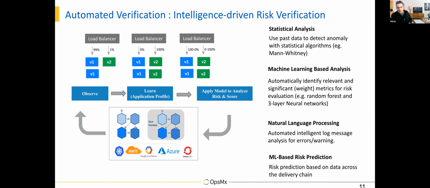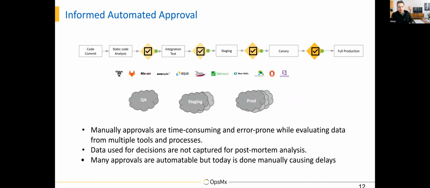We're also predicting risk based on data across the delivery chain. The way we do it is we observe application deployments over time. We learn about an application profile, or a general profile of things, and then we apply our models to analyze the risk score and give you those results. You can enable that during deployment, like a typical Canary or Blue Green, or even in the test verification stage.